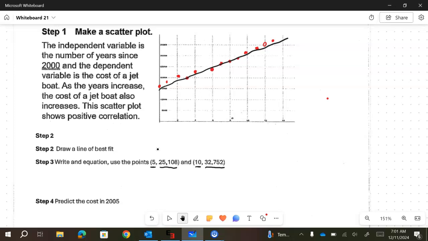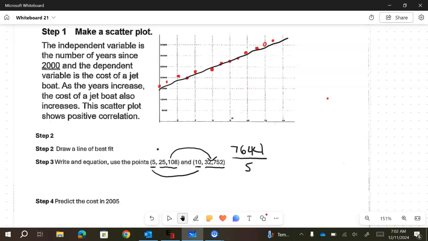So to write an equation, the first thing we have to do is find the slope. So I'm going to find the increase here. How much did this increase if it went from 25,108 all the way up to 32,752? That would be an increase of 7,644. That's my top number, right? That's my change in y. Now, this one's a little bit easier. From 5 to 10, that went up 5.